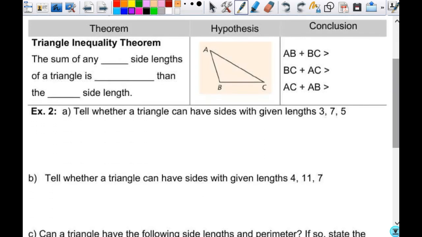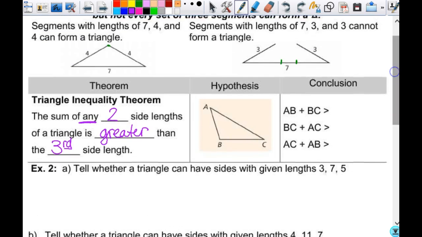So the triangle inequality theorem says the sum of any 2 side lengths of a triangle is greater than the 3rd side length. The sum of any 2 of them has to be greater than the 3rd side length. So if you just pick 2, like if I went up here and looked at this one again, well, 3 plus 7 is 10, and 10 is greater than 3. Sounds good, right? That works. But is 3 plus 3 greater than 7? No. So if just one of them fails, then they fail, okay?